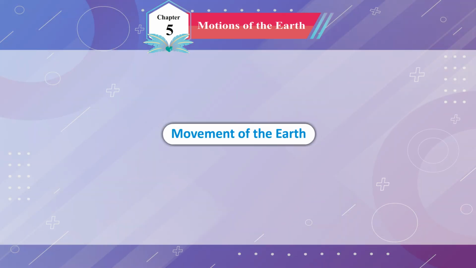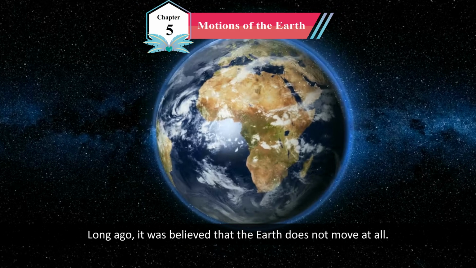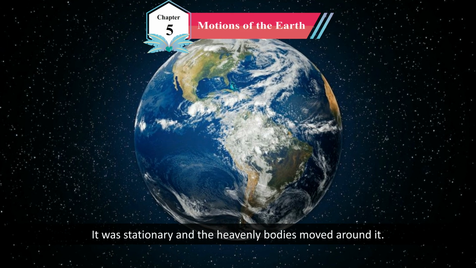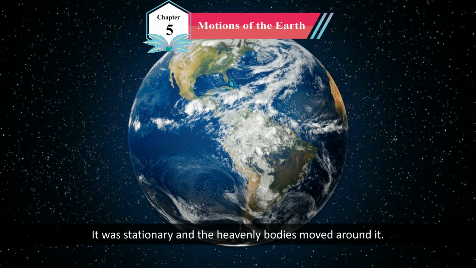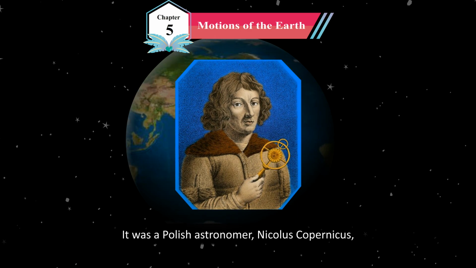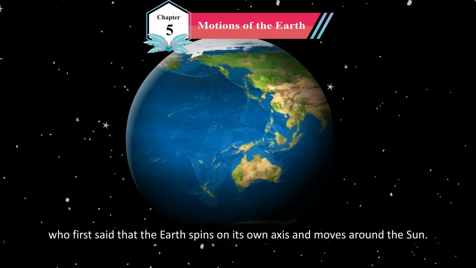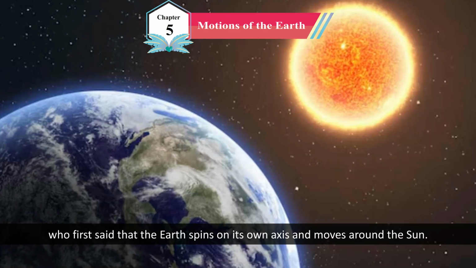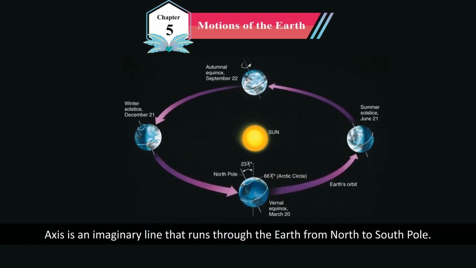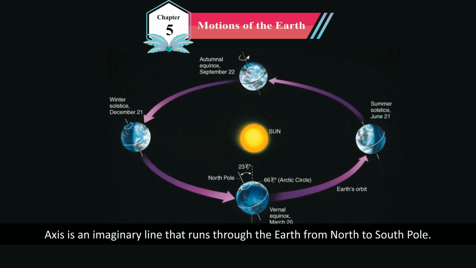Movement of the Earth. Long ago, it was believed that the Earth does not move at all. It was stationary and the heavenly bodies moved around it. It was a Polish astronomer, Nicolaus Copernicus, who first said that the Earth spins on its own axis and moves around the Sun. Axis is an imaginary line that runs through the Earth from north to south pole.